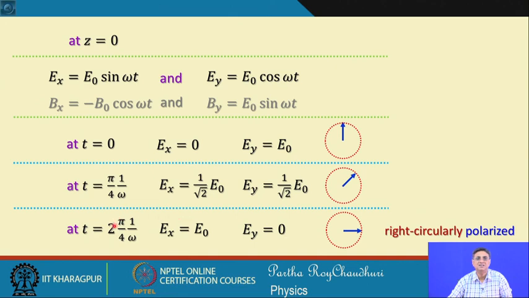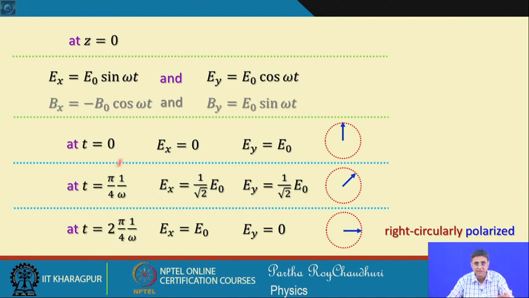Next, if you consider twice this time, at an interval of pi by 4 into 1 by omega t, then E x, because now this quantity will become 1, whereas this quantity will become 0. So, the result is that you will get E x equal to E 0, but E y equal to 0. That means E x, the entire amplitude, is along the x axis, that is along this direction.